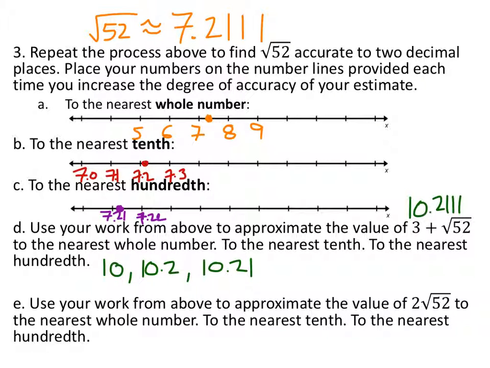Now we're going to use that work to approximate the value of 2 times the square root of 52. So I'm just going to put that in my calculator again. So 14.4222. Let's round that to the nearest whole number. That would be 14. The nearest tenth would be 14.4. And the nearest hundredth would be 14.42.